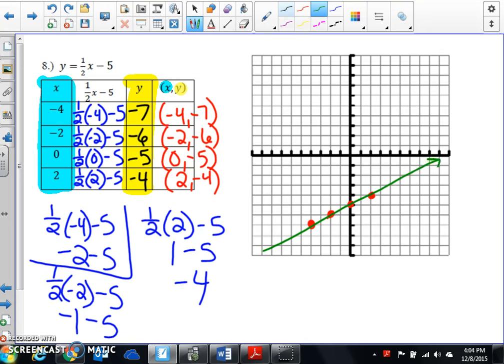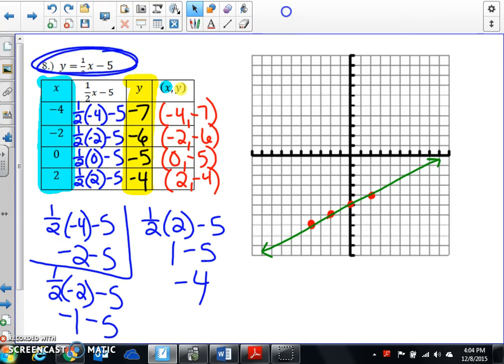Connect your dots. If you want to invest in a ruler, more power to you. Okay? So once again, these should all be straight lines because they are y equals equations.